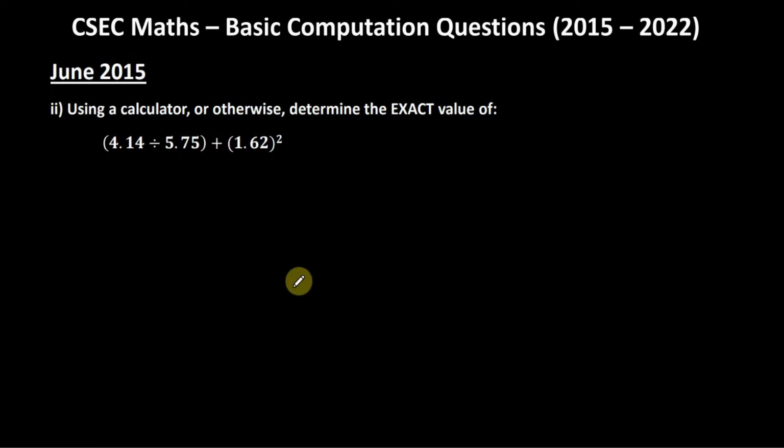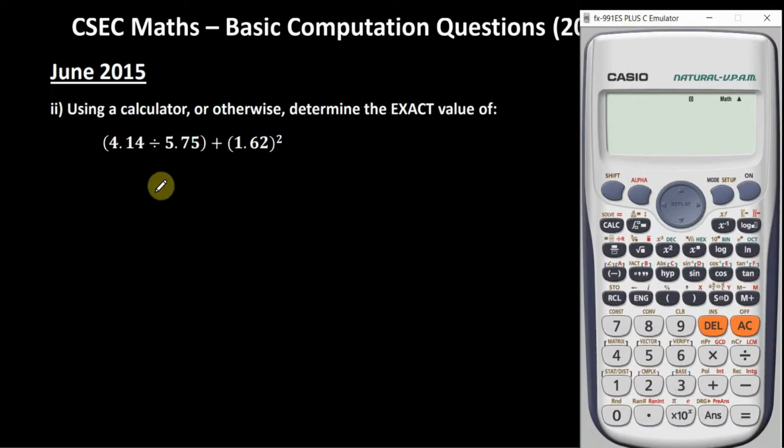So again, I'll bring up my calculator. So there we go, right? So again, we want to punch in this thing exactly how it appears. So open bracket, then we have 4.14 divided by 5.75, close bracket, we have an addition sign, open bracket, 1.62, close bracket, and again you can use either option to get the square, right? So if you choose this option, you'll have to put the 2 in here, right? If you use this option, it will automatically come up as a 2.